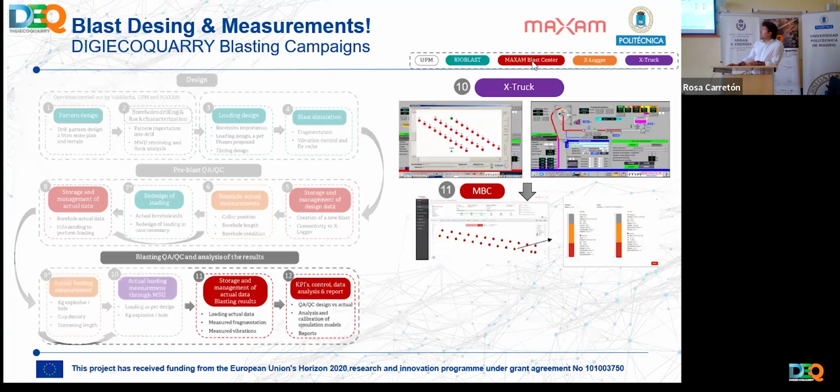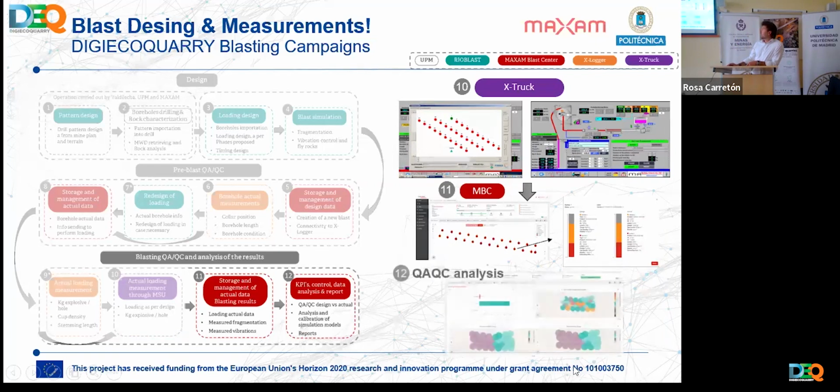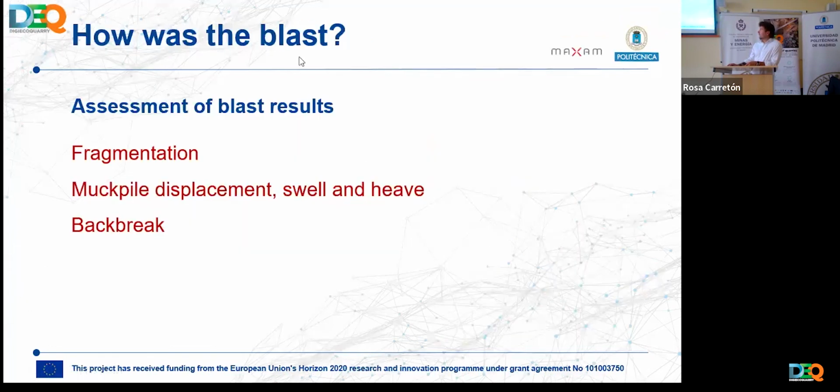So finally, the information from the truck goes to the cloud at the end, and with this information we have the theoretical design and the actual measurement, and with this we can manage the QA/QC analysis. Okay, so this is the whole process in order to have a thorough control of your blast. And now we go again with Jose Angel to assess the blasting results.